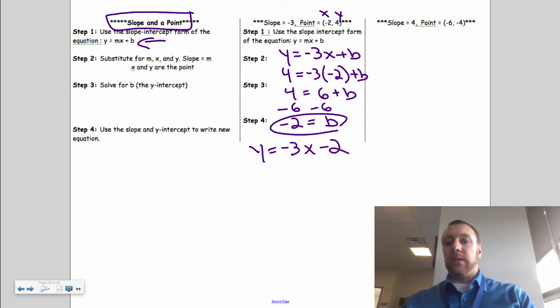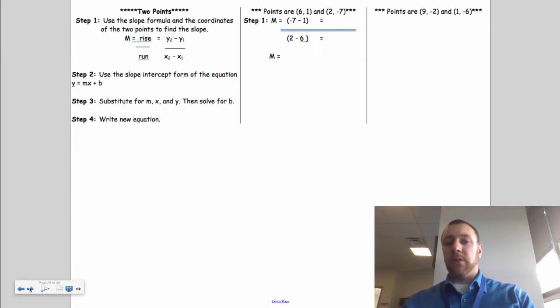The next one's slightly harder because I'm giving you 2 points. So you have to remember the slope formula: y2 minus y1 over x2 minus x1. So I have the 2 points in the example. It goes x1, y1, x2, y2. Now I plug those in. -7 minus 1 is -8. 2 minus 6 is -4. I do that division, I get 2.